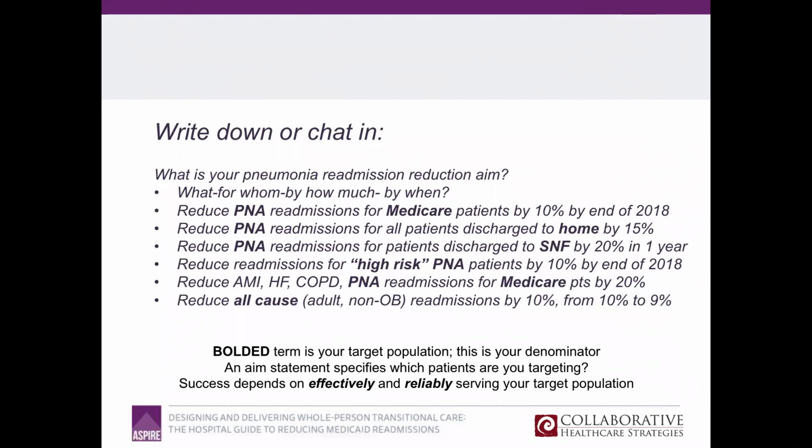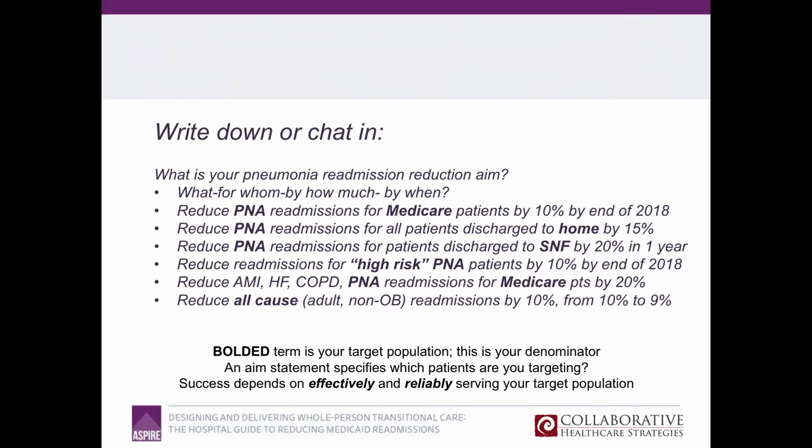You might want to reduce pneumonia readmissions for your Medicare patients by 10% by the end of the year, or reduce pneumonia readmissions for all patients discharged to home by 15%, or reduce pneumonia readmissions for patients discharged to SNF by 20% in the next year to come, or reduce readmissions for high-risk pneumonia patients by 10% by the end of the year. Some of us are working broadly on the Medicare penalty conditions in general. So you might say, well, our aim statement really is to reduce AMI, heart failure, COPD, and pneumonia readmissions for Medicare patients by 20% in the next year.